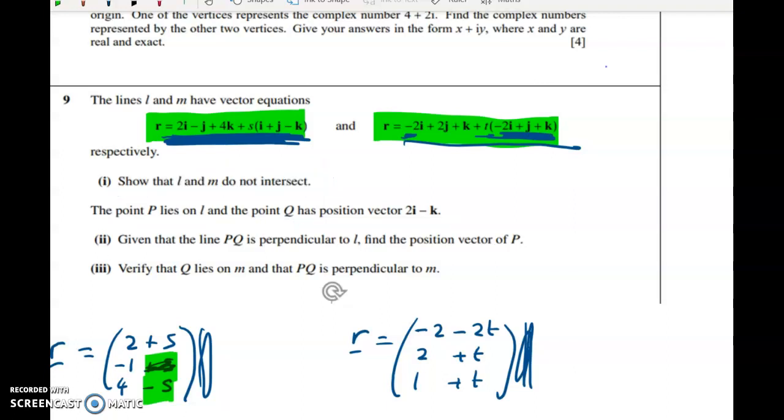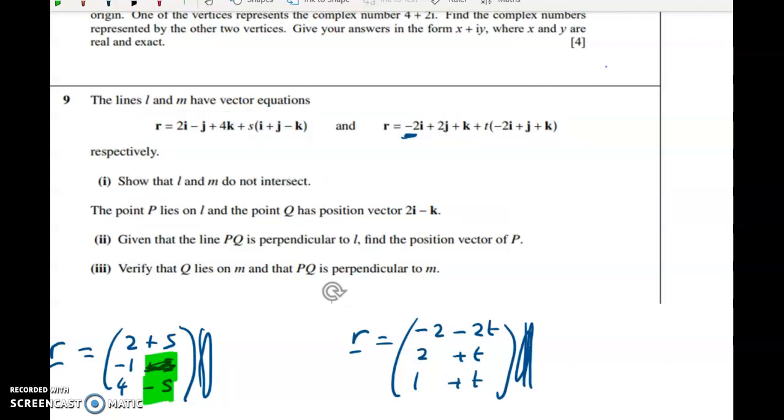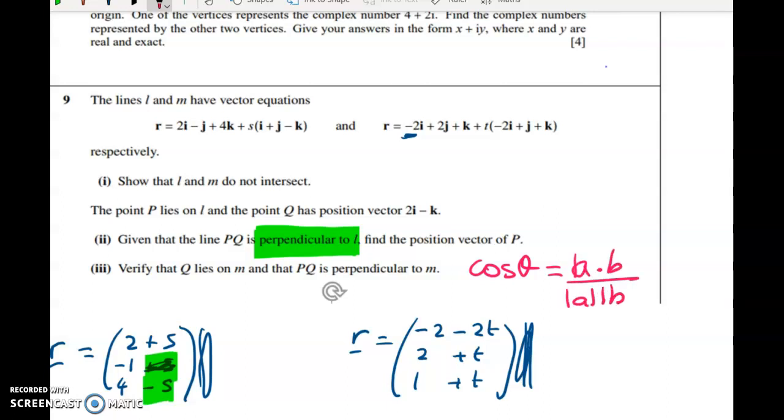Okay, on to part 2. Given that the line PQ is perpendicular to L, find the position vector of P. So the perpendicular to L bit, we should know that that means we're looking for the scalar product, or the dot product, to be equal to 0. And that's because we know that the angle between two vectors is this. Okay, and so if they're perpendicular, if this is 90 degrees, the cosine will be 0. But first we need to do some work.